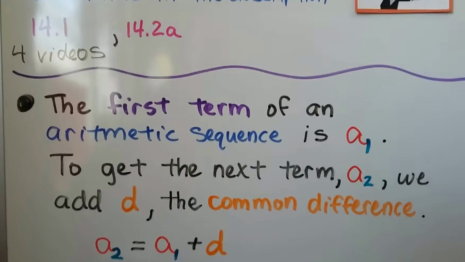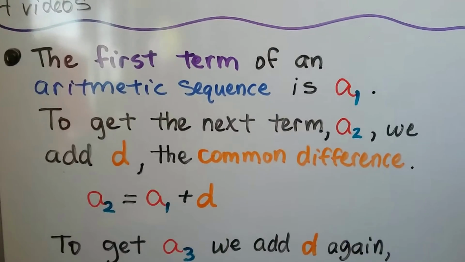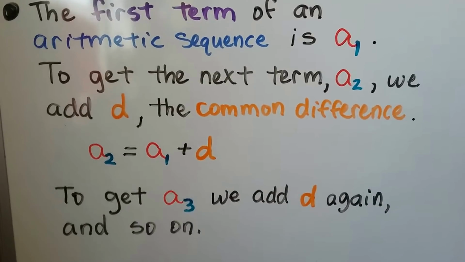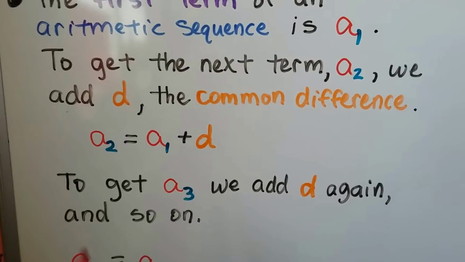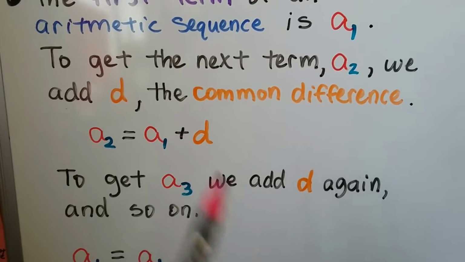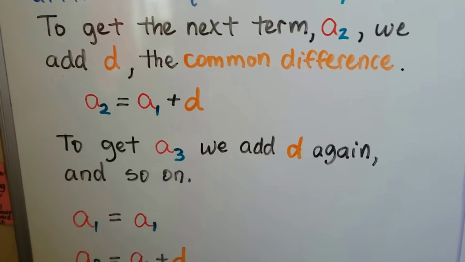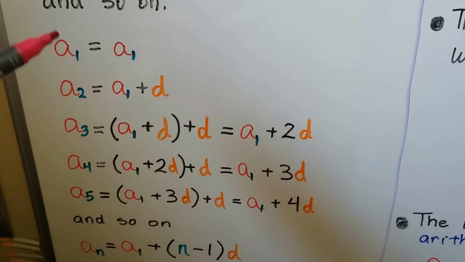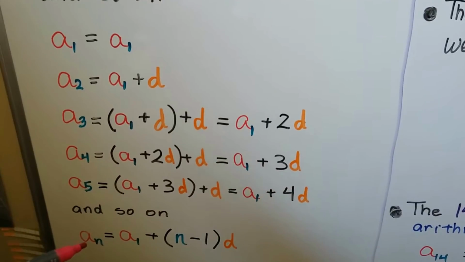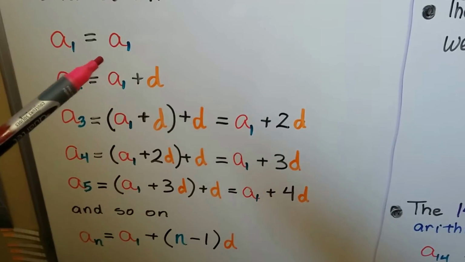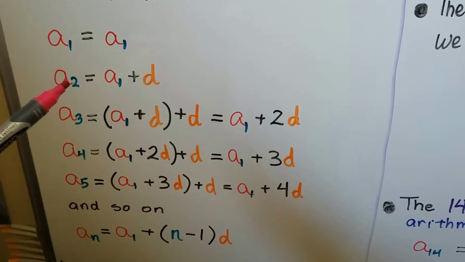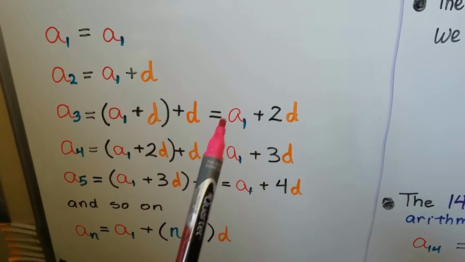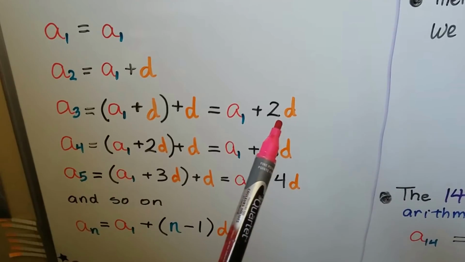The first term of an arithmetic sequence is a sub 1. We've learned that, right? And to get the next term, a sub 2, we add d, the common difference. So a sub 2 would be a sub 1 plus d. To get a sub 3, we add d again, and so on. So take a look at these. Here we have them coming down, and I even go to a to the nth, okay? So we have a sub 1 plus d for the second one. For a sub 3, we add d again. So we have a sub 1 plus 2d.